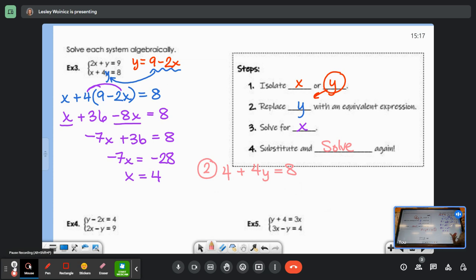Okay, subtract away the 4 from both sides, and I get 4y equals 4. Divide both sides by 4, and I get y is 1. So my point is 4, 1.